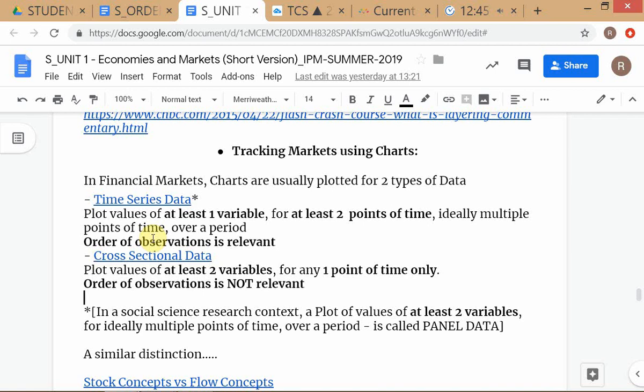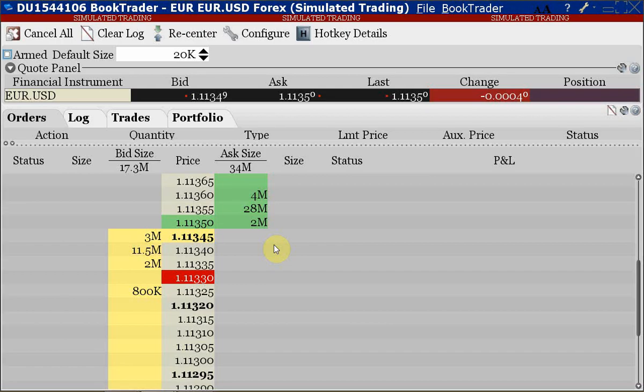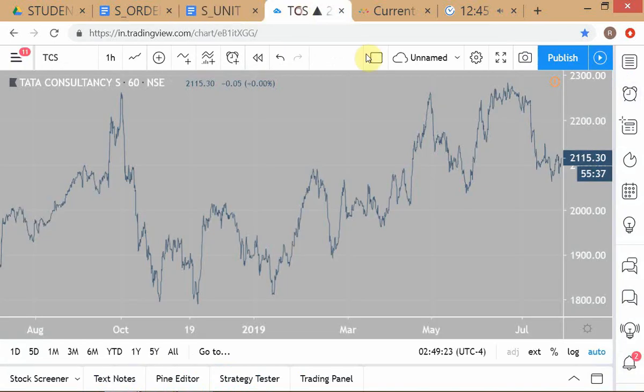Is this clear to everybody? Understand, at least one variable for at least 2 points of time, and that's why I said ideally multiple points of time. Order of observations is relevant. Do you see that point here? Can you see that the order of observations is relevant? Take the last observation, 2115, and the first observation, let's say, 1975. If I change it around and put 2115 here and 1975 here, will it change the chart? It will change the chart.